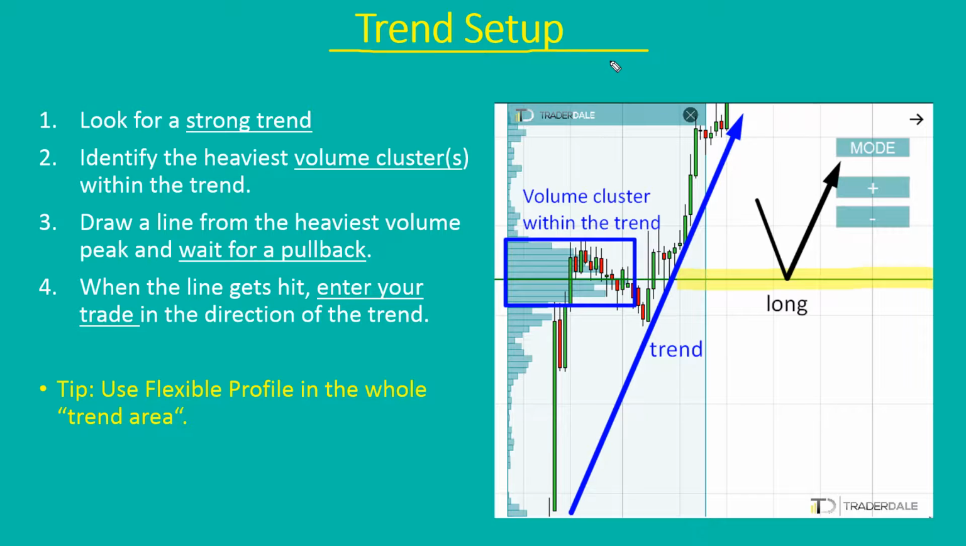You use this setup when there is a strong trend. Within the trend, you identify the heaviest volume clusters, and you use the flexible volume profile to do that. So when there is a trend, you use the flexible volume profile over the whole trend area, and you identify the heaviest volume clusters, the most significant volume clusters within that area. In this picture, there's only one. It is this one. So what you do is you draw a line from the heaviest volume peak and wait for a pullback. The heaviest volume peak is in here. So you draw the line there and you wait for a pullback.